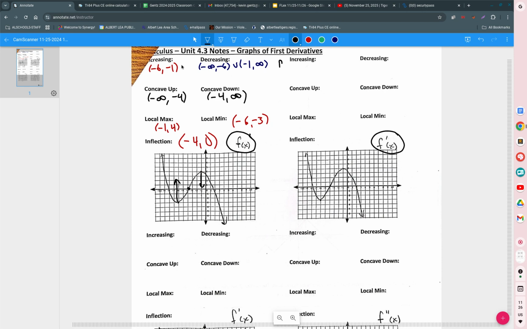Increasing is when f prime is positive. Notice this is the derivative. It's positive wherever it's above the x-axis. So I'm not going to write from -6 to -1. I'm going to write from -infinity to -8.